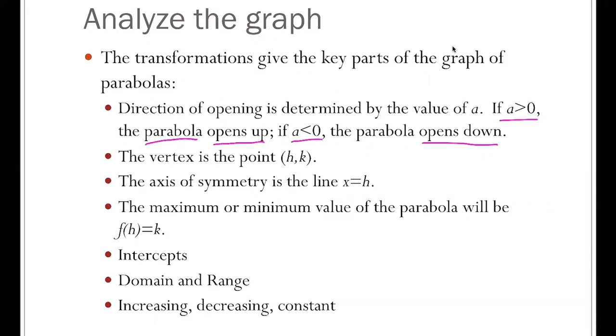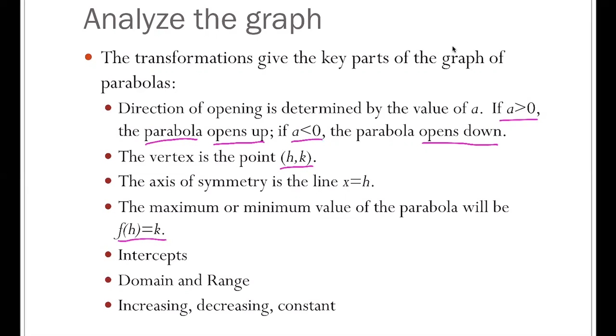When you are in vertex form, the h comma k is your vertex. You also have an axis of symmetry, and that will be the equation x equals h, and it has to always be written as an equation. Now, the maximum or minimum, depending on whether it opens up or opens down, is always the y value of your vertex, or the k value.